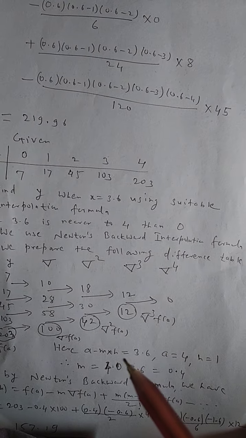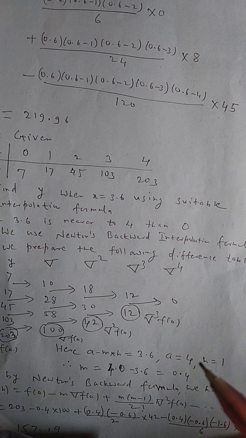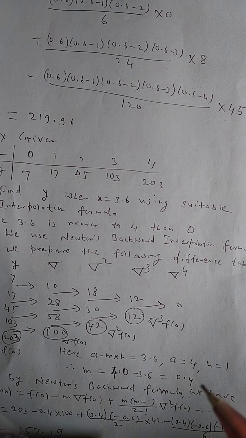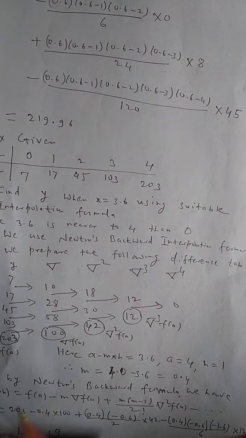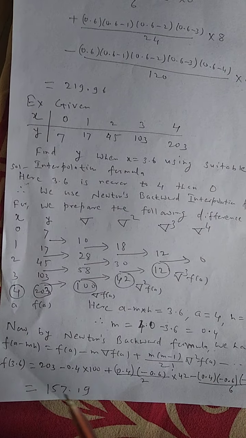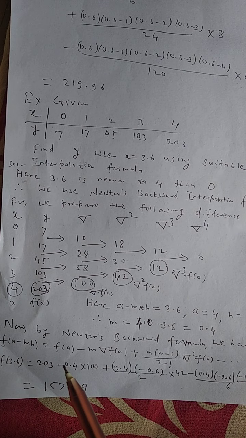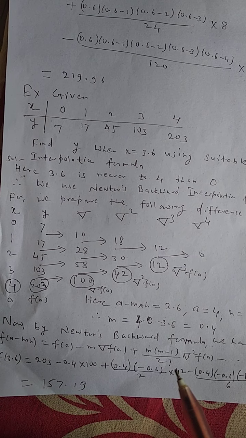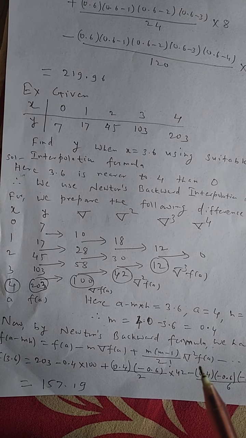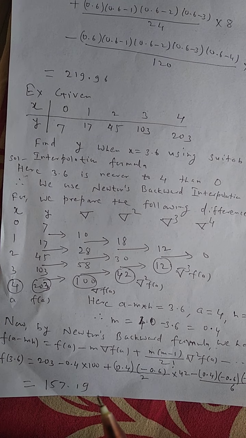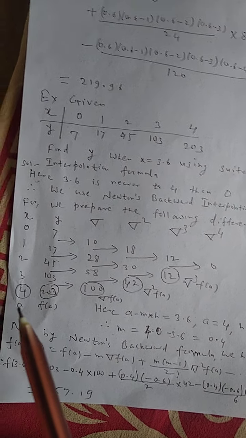What is a minus mh? A minus mh is 3.6, a is 4, h is 1, and therefore m is equal to 0.4. And write Newton's backward formula. Again, by Newton's backward formula, we have f of a minus mh is equal to FA minus m del FA plus m into m minus 1 divided by 2 factorial del square FA minus and so on. So f of 3.6 is, put all these values.